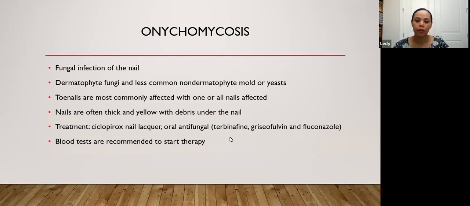Toenails are most commonly affected with one or all the nails. So you might just see one toenail, one fingernail, or all the toenails, or one foot, not the other, one hand, not the other. Especially in my athletes, I see a lot of toe fungus. Nails are often thick and yellow with debris under the nail. And the treatment is very good, especially for my kids. I always tell parents, I'm very confident that this is going to get so much better if you do the treatment, and not to worry about it.